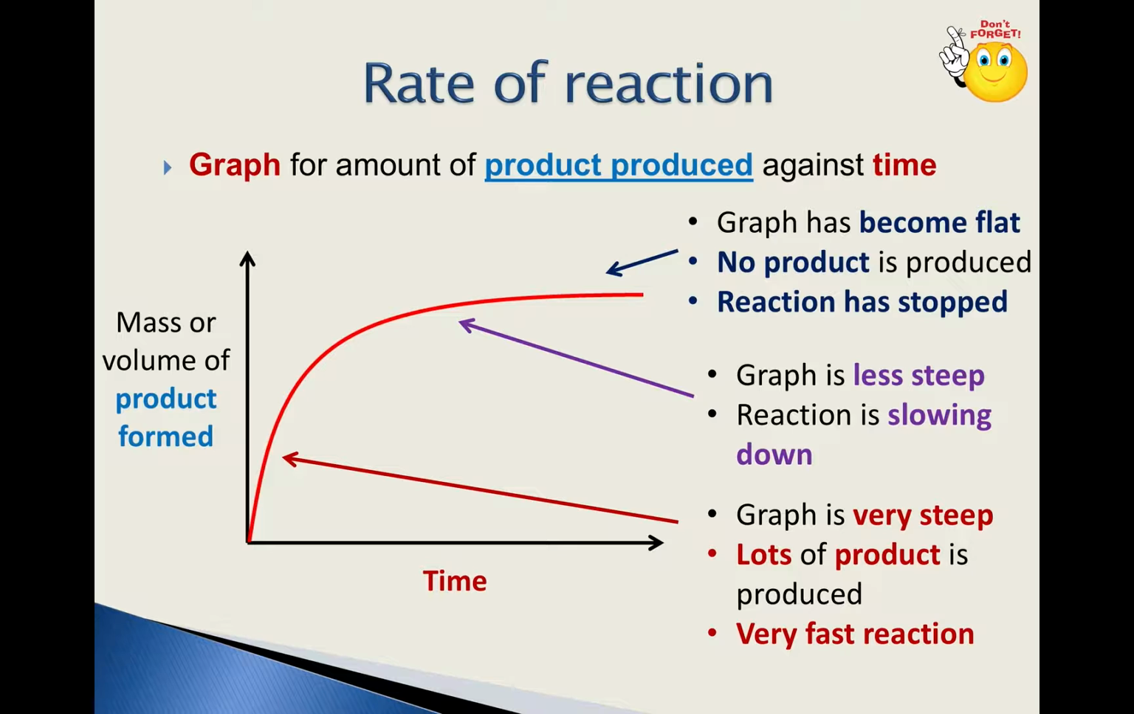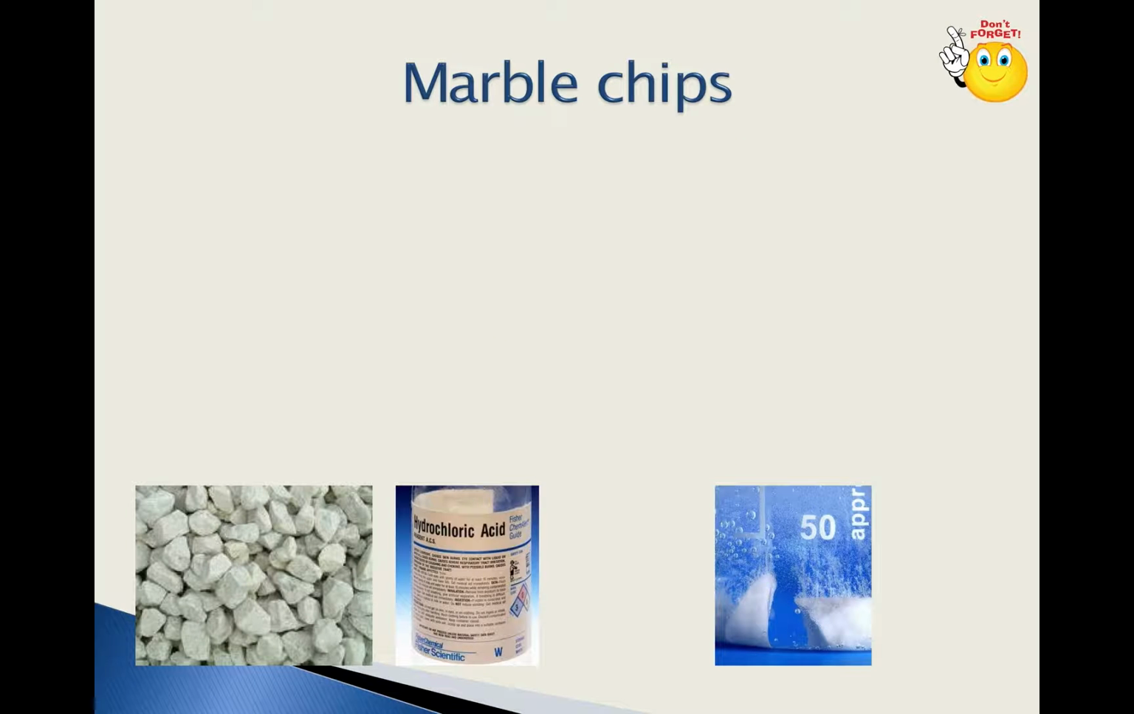But it's very difficult to monitor the decrease in reactant against time. So we tend to plot a graph of the amount of product against time because a product can be collected easily. And again, that's a horizontal line just showing you when the reaction has finished.